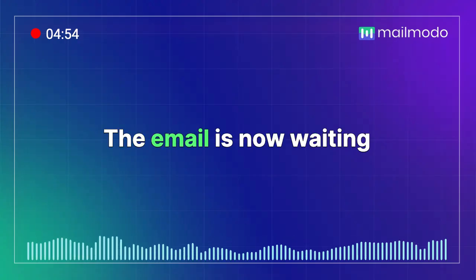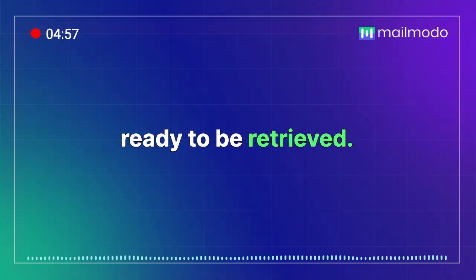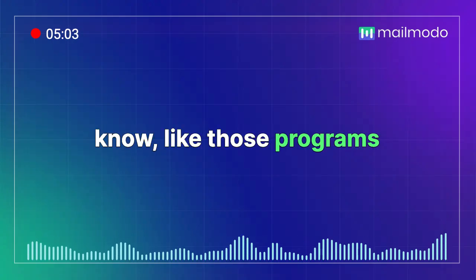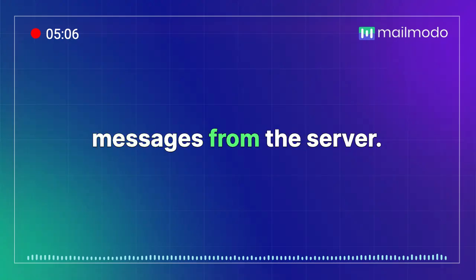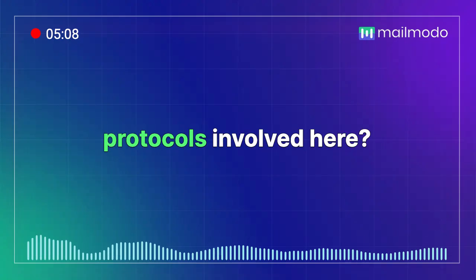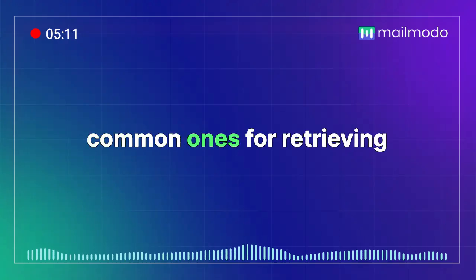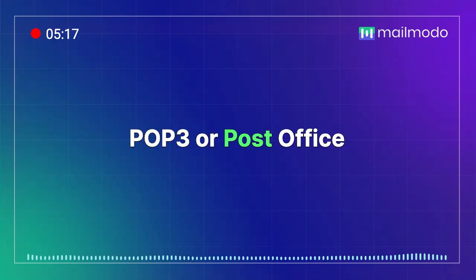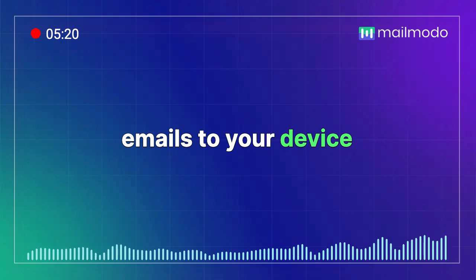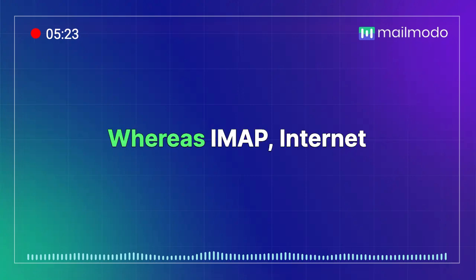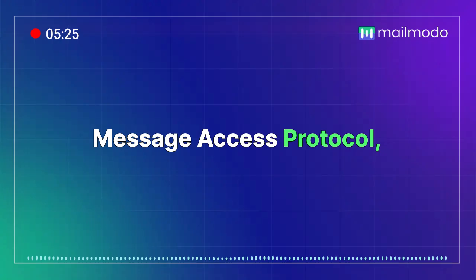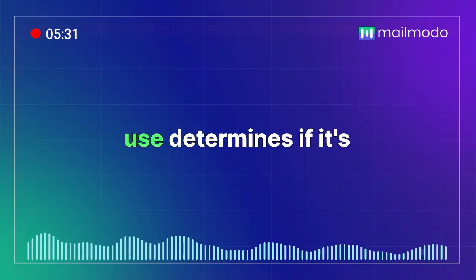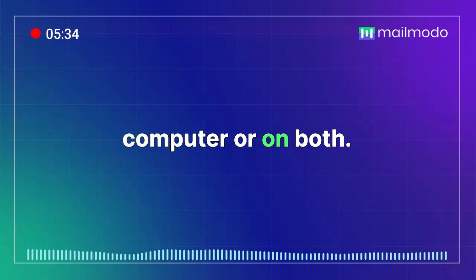We're very close. The email is now waiting on the recipient server, ready to be retrieved. But here's where it gets a little more technical. There are different ways for email clients, like the programs you use to check your email, to fetch the messages from the server. Are there more protocols involved here? Yes, there are a couple of common ones for retrieving email, POP3 and IMAP. POP3, or Post Office Protocol, downloads emails to your device and then usually deletes them from the server. Whereas IMAP, Internet Message Access Protocol, syncs your email across multiple devices and keeps a copy on the server. So which protocol I use determines if it's only stored on my computer or on both.